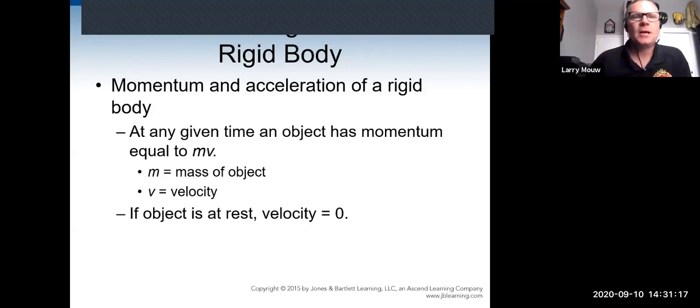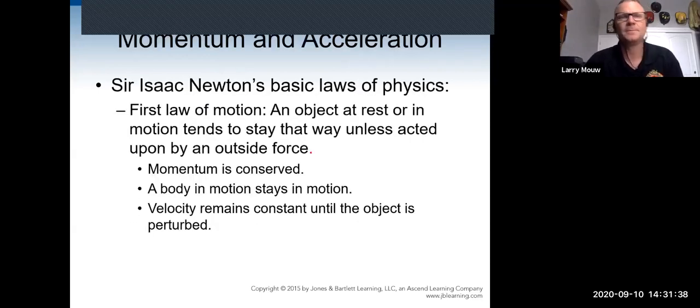So at any given time, we're talking about momentum. At any given time, an object has momentum equal to its mass times its velocity. So if an object is at rest, its velocity is 0. So momentum: an object at rest tends to stay at rest, and an object in motion tends to stay in motion until other things act upon it.